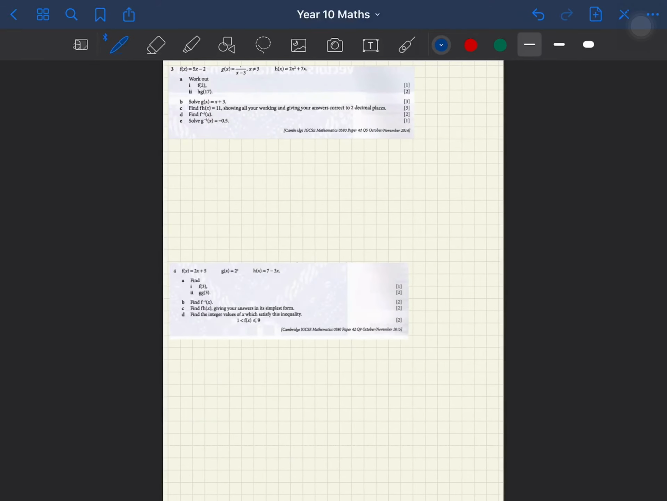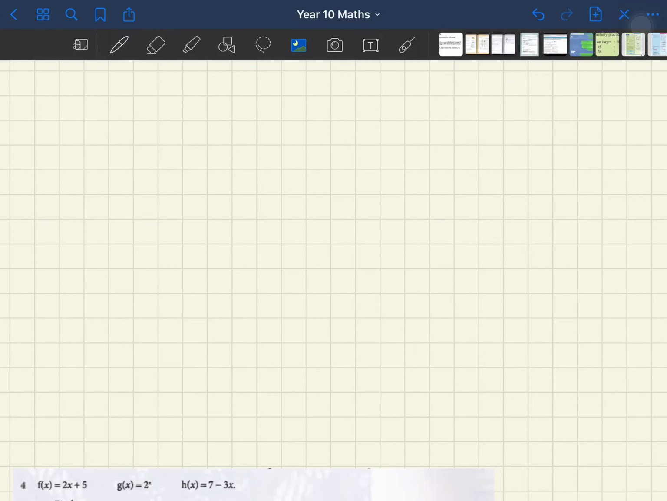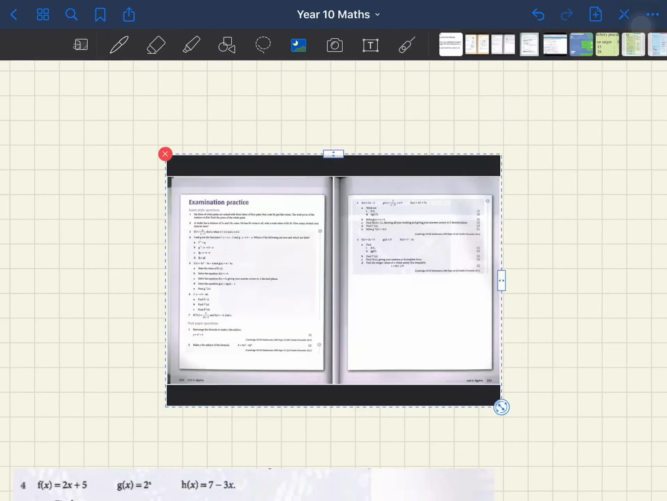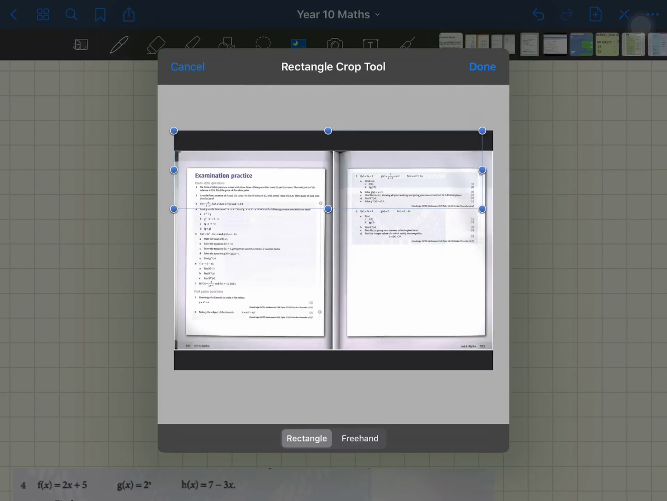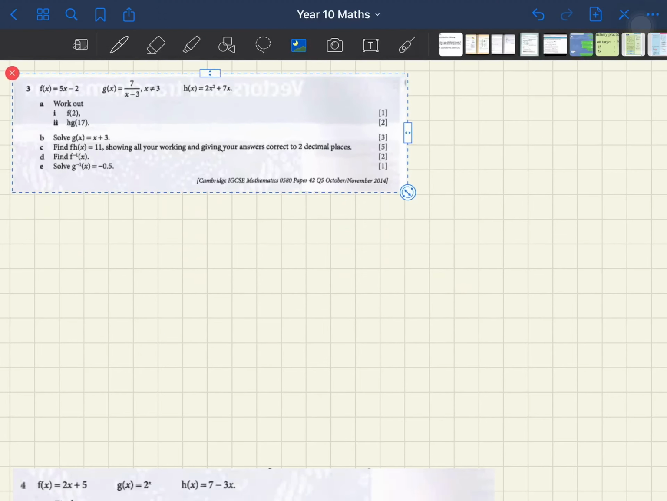Next one, here we have, I think I didn't make a good cut. I think I have to, wait, I had this somewhere. I think it's here. I have to crop it again. Yeah, that's better.